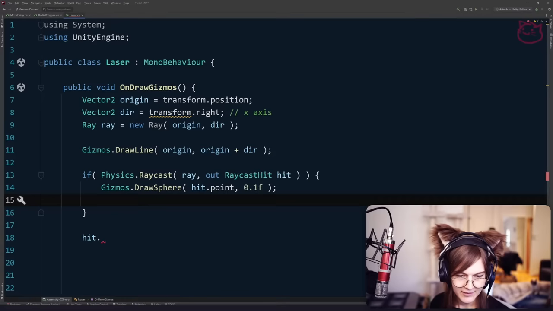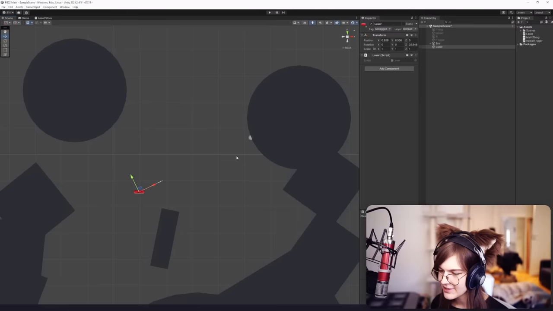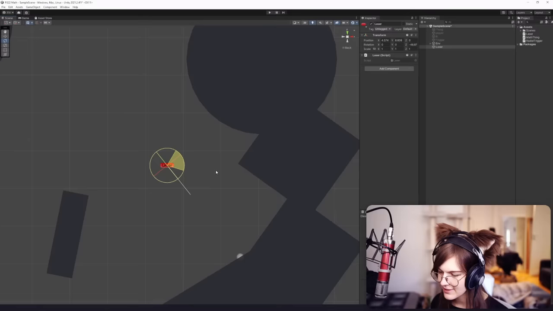Okay. So now we're drawing a sphere, and as you can see, we have a sphere where the raycast is hitting. That seems to work. We can rotate it and it traces out the environment just fine.